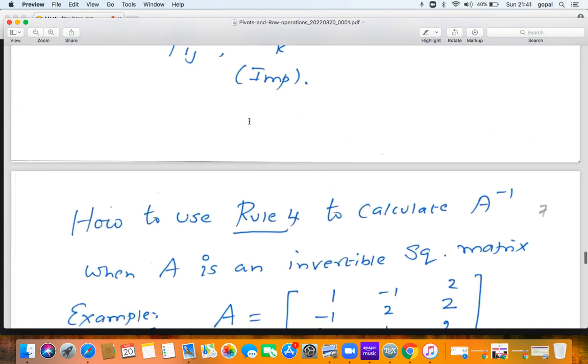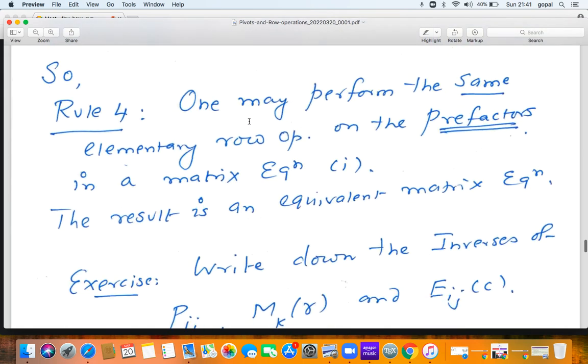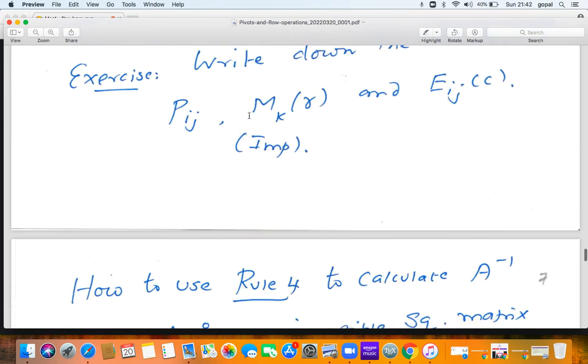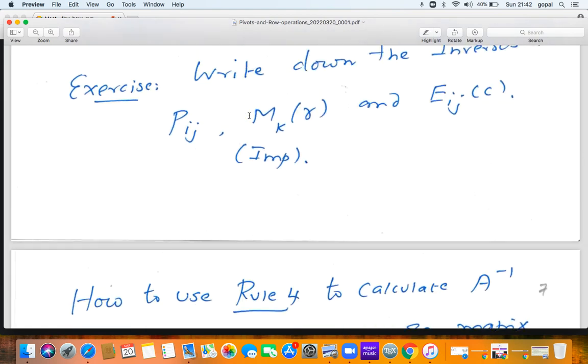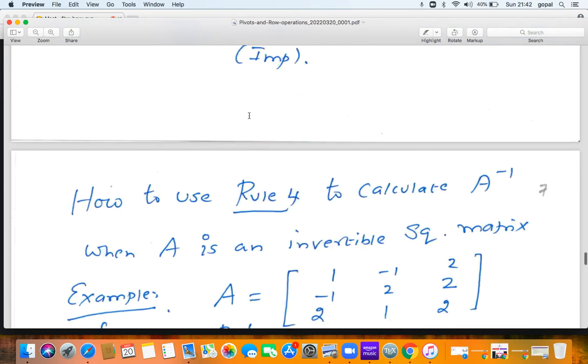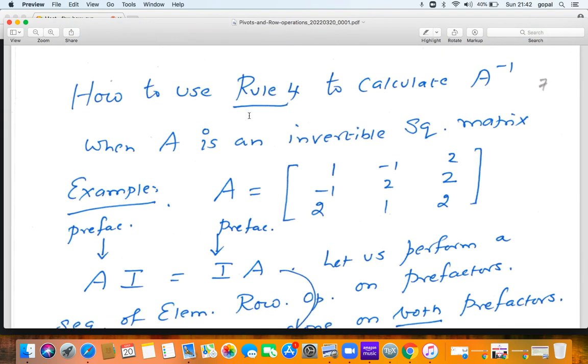Now let us see, we have got these rules. How to use rule number 4? Rule number 4 can be used very effectively to compute A inverse. This is called Gauss's method for computing A inverse. How to find the inverse of a square matrix? First of all, you don't know whether the square matrix has an inverse at all. The zero matrix doesn't have an inverse. So square matrices may or may not be invertible.